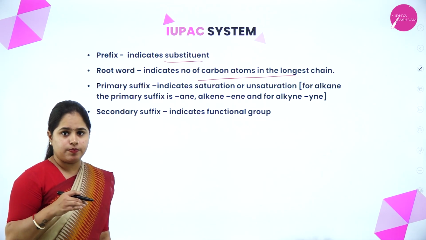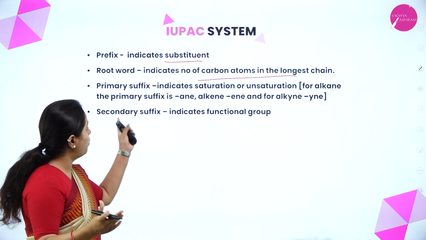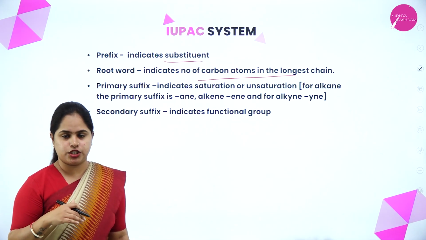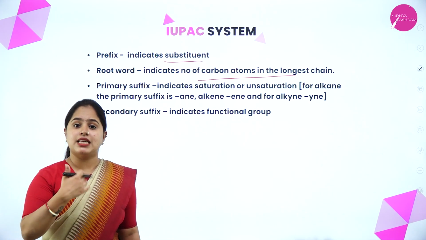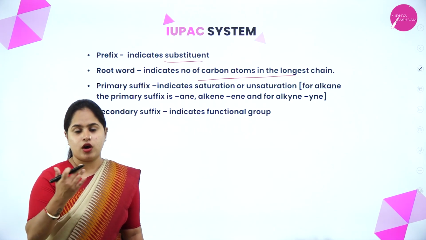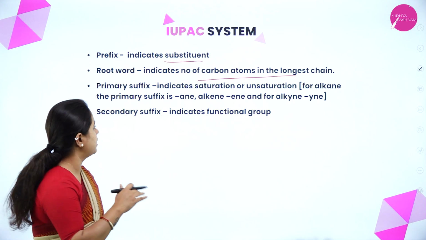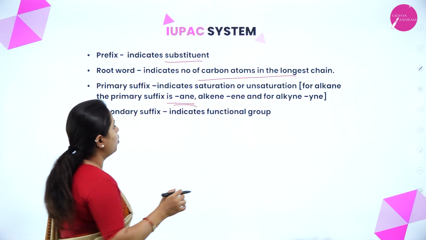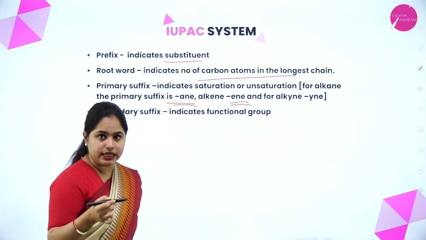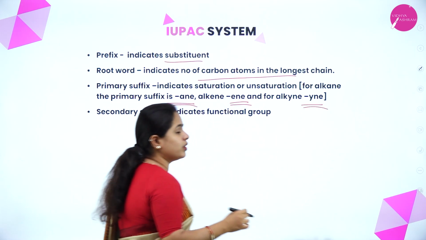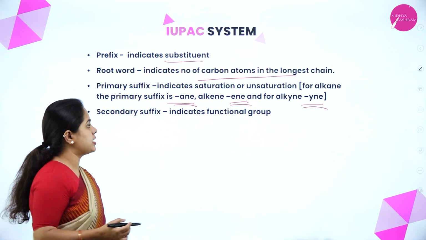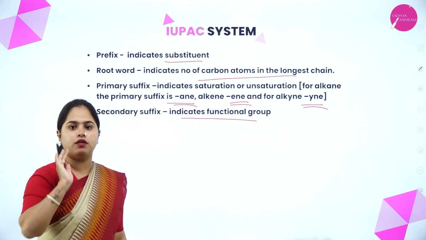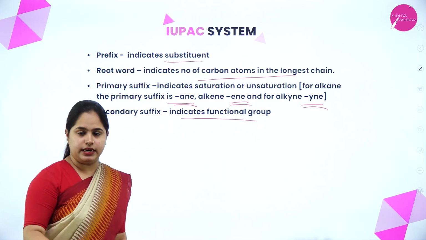Now primary suffix. As I said, suffix comes in the last. There is a primary suffix and a secondary suffix. Primary suffix indicates saturation or unsaturation. Alkanes are saturated, and unsaturated compounds are alkenes and alkynes. So if it is an alkane, the name of the organic compound will end with ane. If it is an alkene, it will end with ene. And alkyne ends with yne. Now secondary suffix indicates the functional group, and for each functional group there is a certain way in which you have to write the name, which we will be discussing in detail.